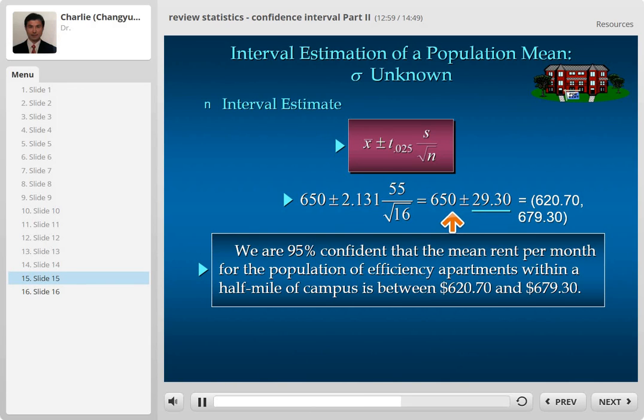So we can interpret our result as the following. We are 95% confident that the mean rent per month for the population of the efficiency apartments within a half mile of the campus is between $620.7 and $679.3.